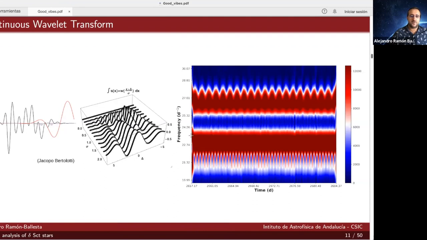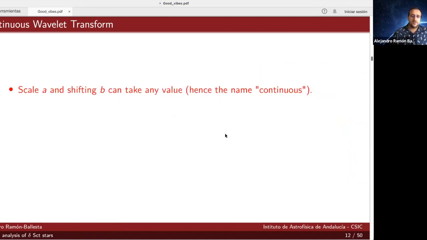Well, now that we have this plot, I have to say that this is just a small piece of the analysis. If you take the whole range, the maximum frequency we can sample is half the sampling frequency of the signal because of the Nyquist criterion. So this is important to know for later. The transform is called continuous because the scale and the shifting can take any value. It has nothing to do with the continuous Fourier transform in this meaning. So this is the transform we use to analyze discrete signals. This transform is completely invertible. We can retrieve the signal from the coefficients.